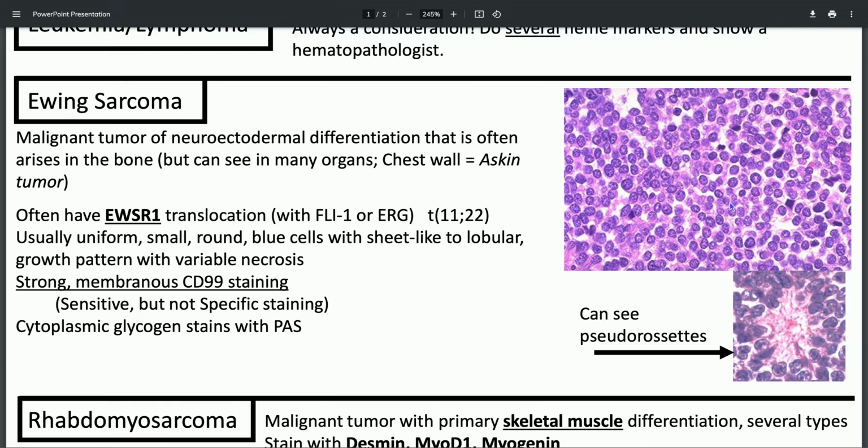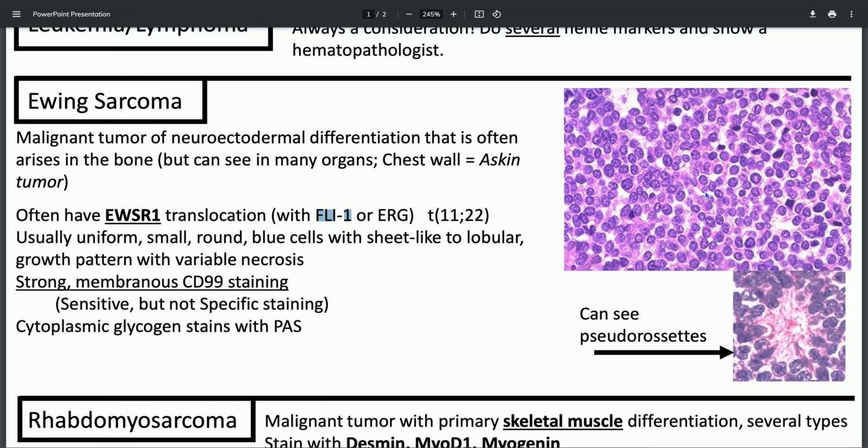Immunohistochemically, they will be positive for CD99, a strong membranous pattern. However, this is not specific because other tumors can stain for CD99. Other IHCs you can use include FLI1, NKX2.2, and a PAS will stain the cytoplasmic glycogen.